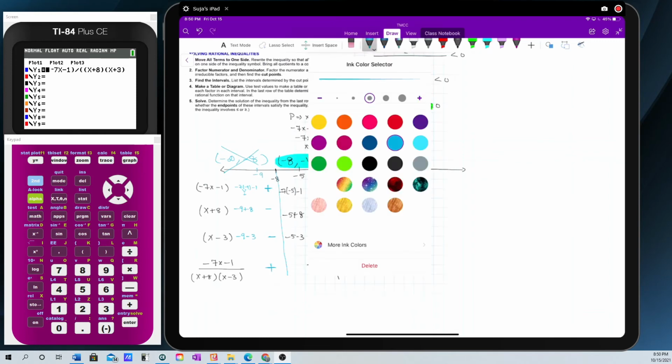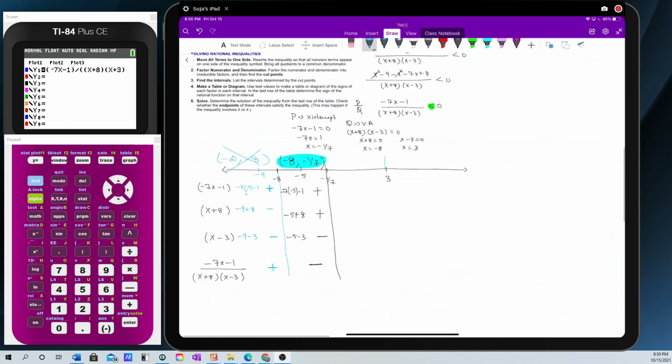Okay, now repeat it for the third piece. This interval is from negative 1/7 to 3. I'm going to pick 0 because 0 should be there in the middle. So 0, negative 7 times 0 minus 1, it's a negative number. 0 plus 8 will be a positive. 0 minus 3 will be negative. So this, when multiplied, will give me a positive value. So that's telling me that this cannot be part of the answer.